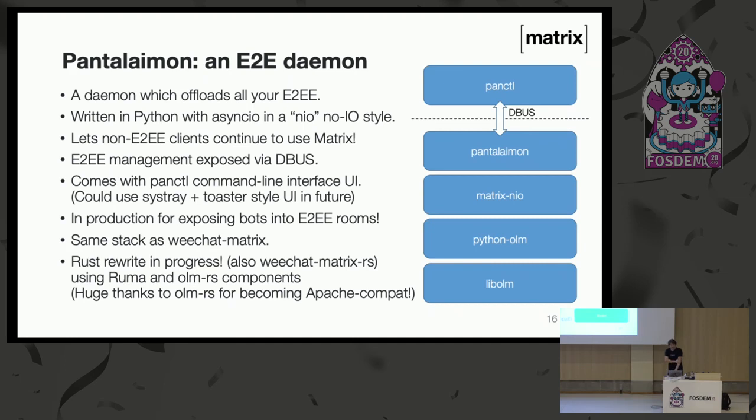It's written in Python, in asyncio, using the no I/O style, which is basically you abstract all the I/O away and then plug it into asyncio at the last minute. It provides a management interface by D-Bus, and we ship a command line interface, but the idea is that people will hopefully write little system tray pop-ups, so you can have little things saying, hey, do you want to verify the new user in this conversation, even when you're not using an E2E-capable client. It's actually the same stack as Weechat Matrix. It's written by a chap called Damir, whose nick is poljar on Matrix, who originally was doing Weechat Matrix, and it was really, really cool.